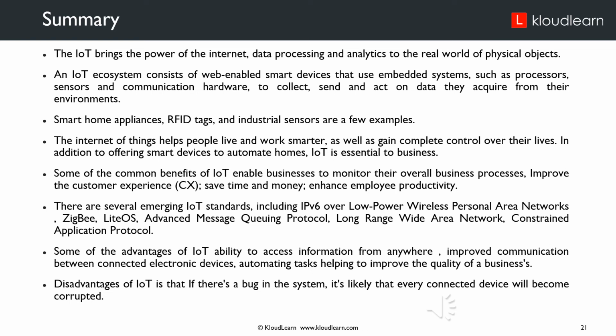An IoT ecosystem consists of web-enabled smart devices that use embedded systems such as processors, sensors, and communication hardware to collect, send, and act on data they acquire from their environments. Smart home appliances, RFID tags, and industrial sensors are a few examples. The Internet of Things helps people live and work smarter, as well as gain complete control over their lives, in addition to offering smart devices to automate homes.